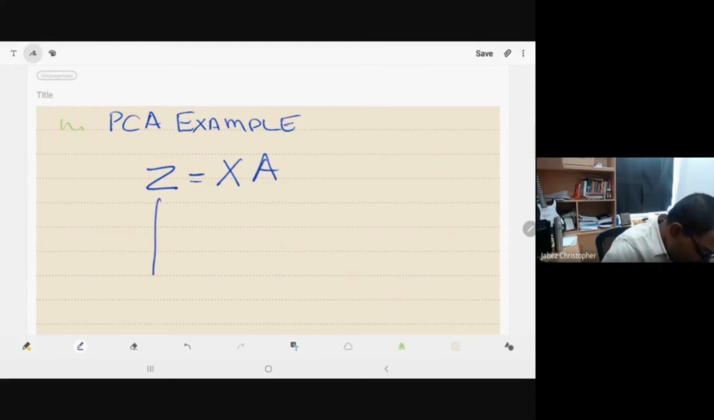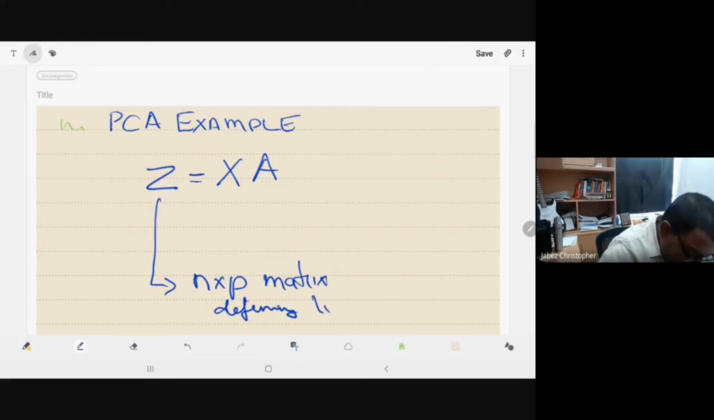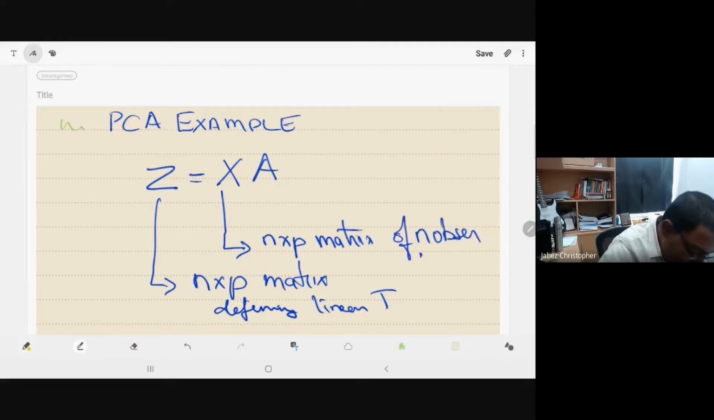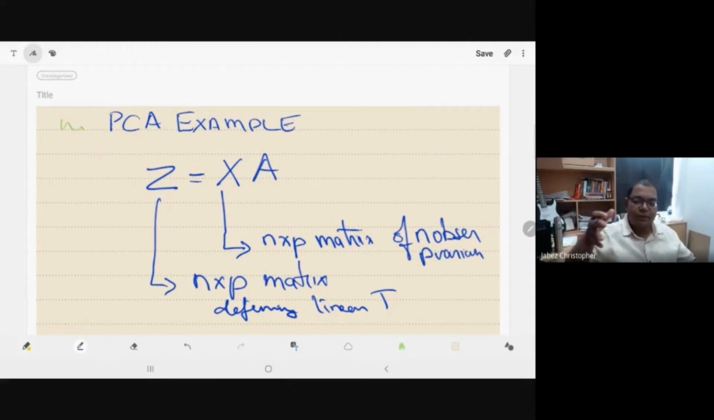So this Z is going to be the n cross P matrix defining the transformation, and X is going to be my actual data set. This is going to be the n cross P matrix of n observations on P variables. So P variables means the P columns, right? P columns, and n observations are going to be the number of rows.